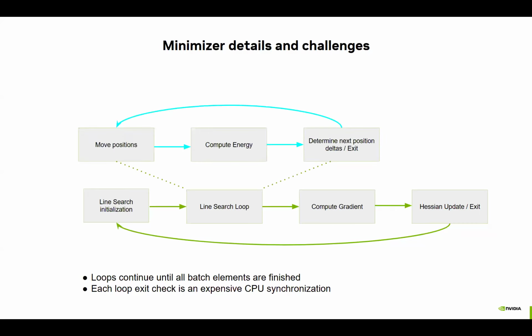To complicate things further, the line search is its own loop where you try a new position, you compute that energy, and based on that energy, you back up or move forward until some criteria is met. So we have a double loop here with the same condition.